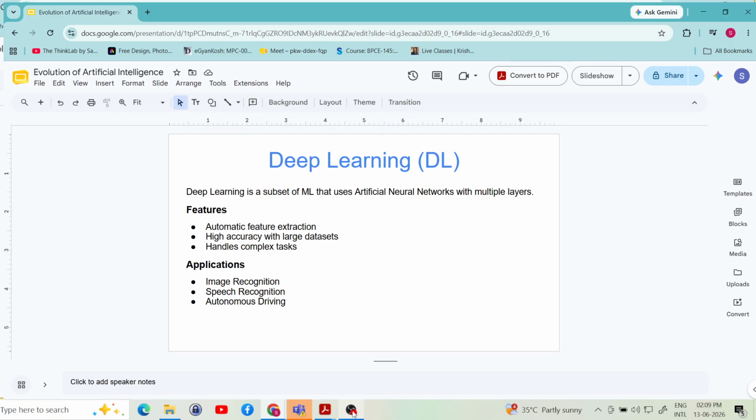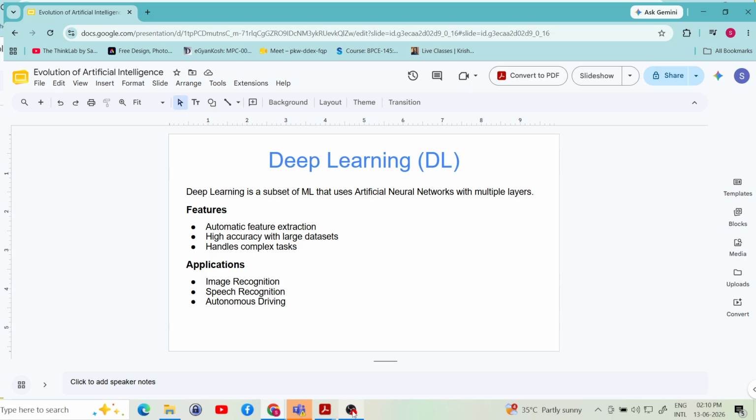But there was still a challenge in understanding human language, right? There are lots of applications of deep learning, like image recognition, speech recognition and autonomous driving, right? So these are the applications of deep learning. Deep learning is a subset of ML that uses artificial neural networks with multiple layers. There are several types of neural networks.